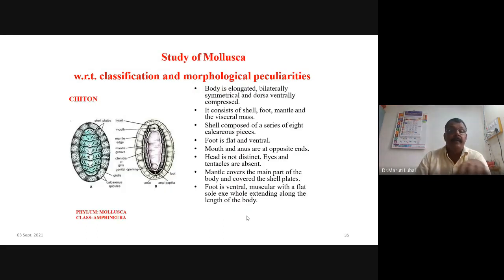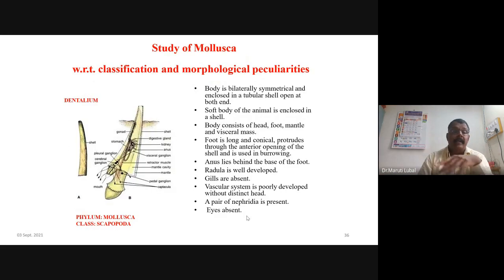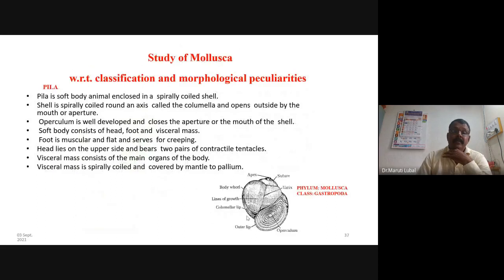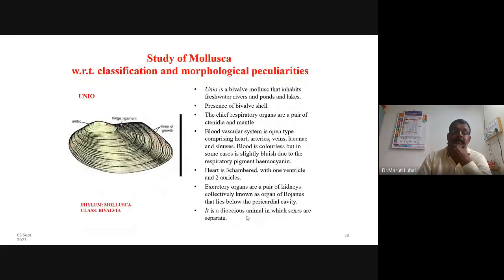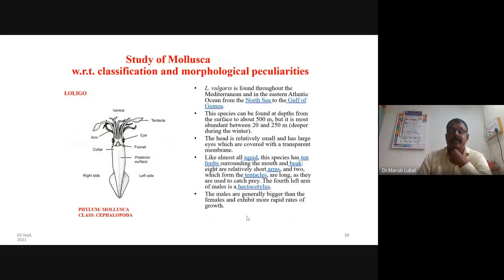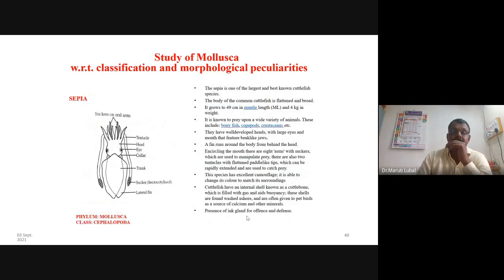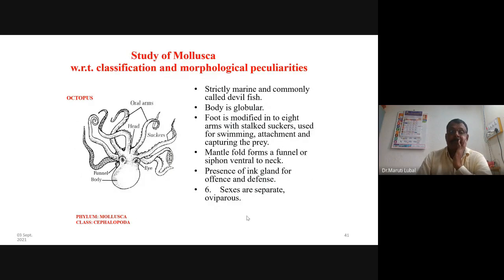one by one. This animal is chiton. All the zoology faculty is well known about the chiton. Another is dentalium. Third one is pila. Fourth one is also called as bivalve. Next one is Loligo. Next animal from Mollusca is sepia. This is octopus.